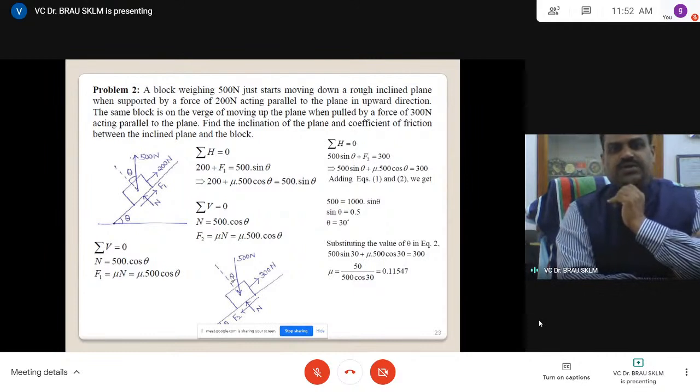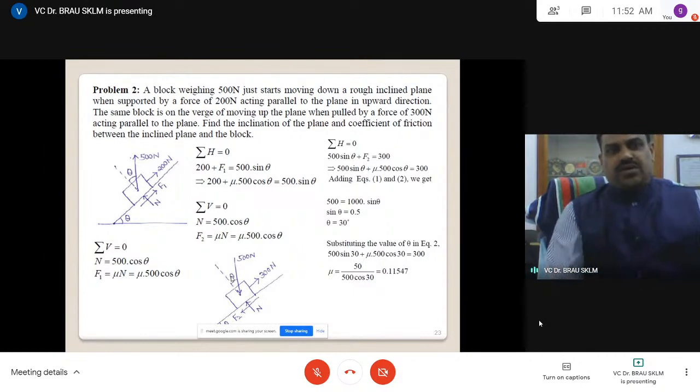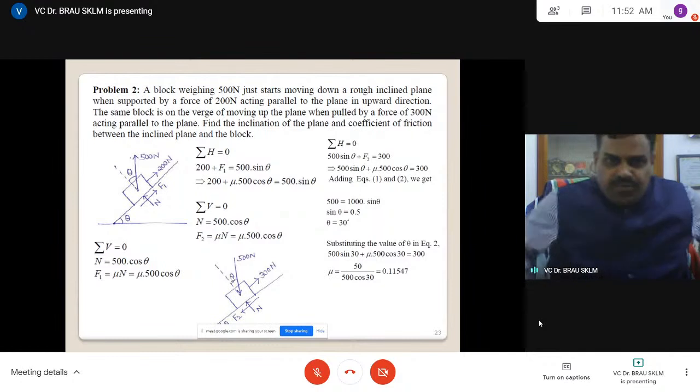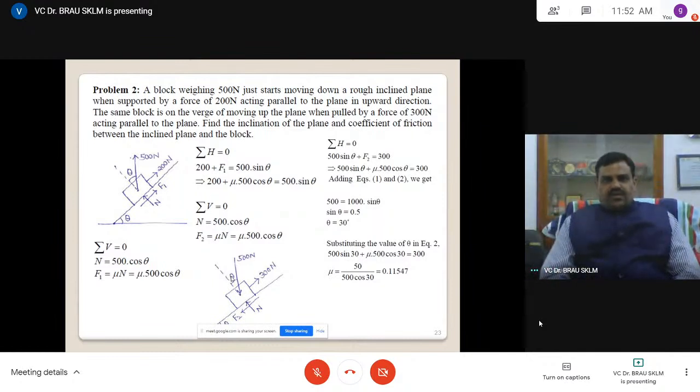First case is applied 200 newtons in upward direction. The same block is on the verge of moving up the plane when pulled by a force of 300 newtons acting parallel to the plane. Find the inclination of the plane. Theta is unknown. Coefficient of friction between the inclined plane and the block. What is the amount of friction? That is how we have to represent the input data.